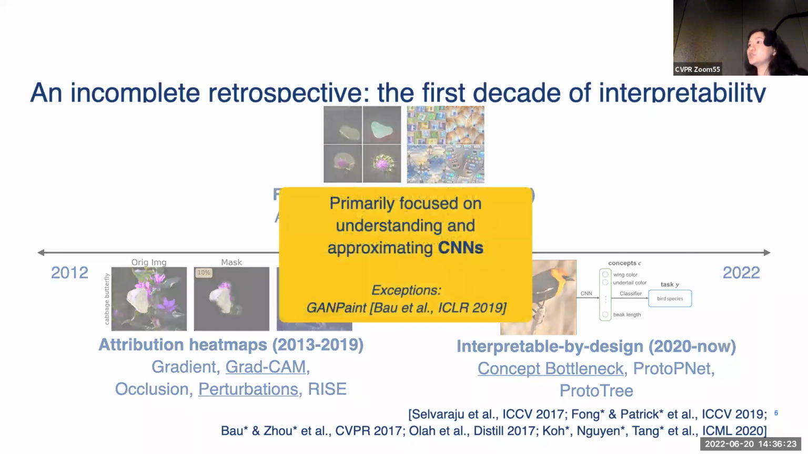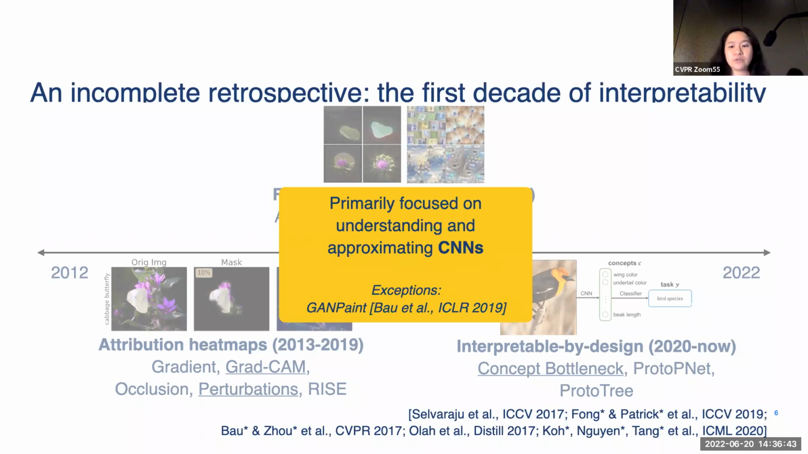Unfortunately, this doesn't map too well onto that timeline that I showed you on the previous slide. Whereas these three main research themes primarily focus on understanding and approximating supervised CNN classifiers, we really haven't done a great job covering the variety and breadth of work that's been done in the past decade.